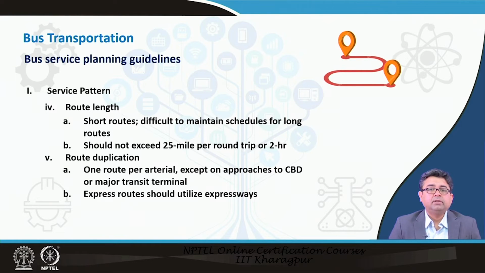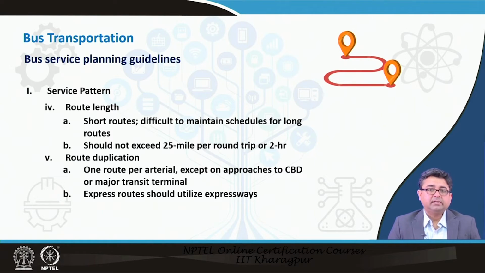Next point to remember in the service pattern is route length. It is usually said that it should not exceed 25 miles per round trip or a 2-hour round trip. So, when you are planning for any particular route, it should not be so long that it is greater than a 2-hour round trip, taking into consideration all the speeds and the congestion on the route, because if it becomes too long, it is difficult to maintain the schedule because of the operating conditions.